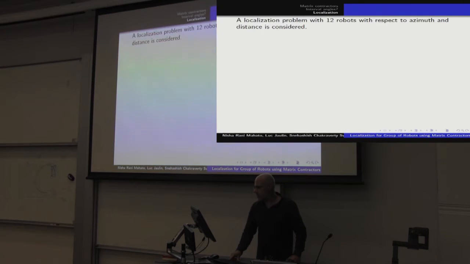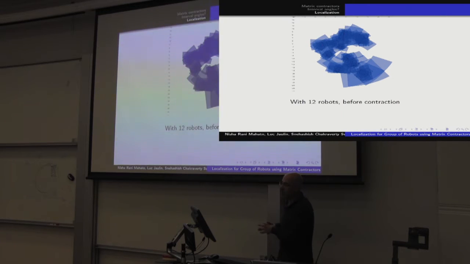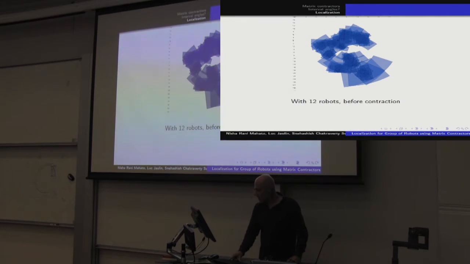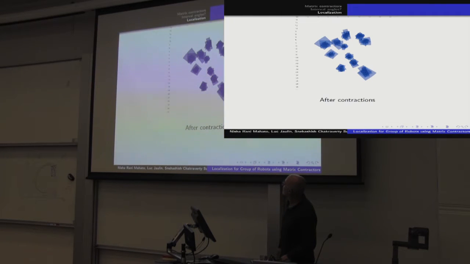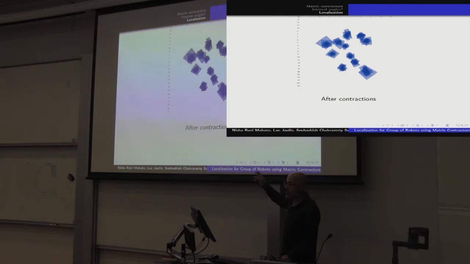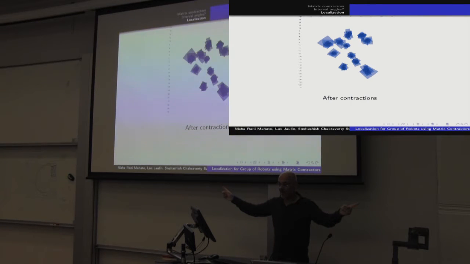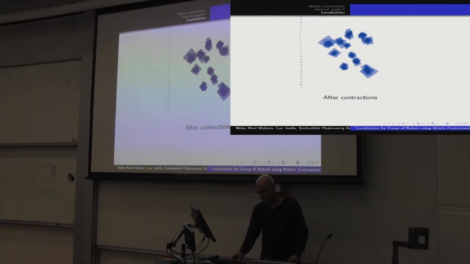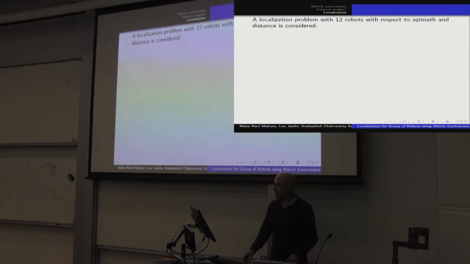And with 12 robots, I will show an example where it is difficult to see because of the superposition of many sets. So before contraction and after contraction. Okay, so in the future, of course, it would be nice to work with arcs that have a radius larger than pi divided by 2. It would be nice. And okay, I finished my presentation. Thank you very much.